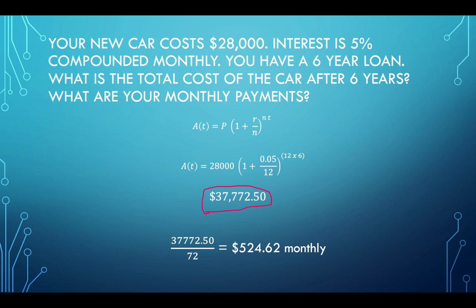$524.62. So basically, like I told you, the initial amount of your car is $28,000. You're needing to borrow that money from the bank. They're not going to give you that money for free. They're going to want to make something off of it. What they're making is the difference between the initial amount that you asked for and that ending amount over here. So if we rounded this to 38,000 for easiness right now, your bank would be making $10,000 on your loan.